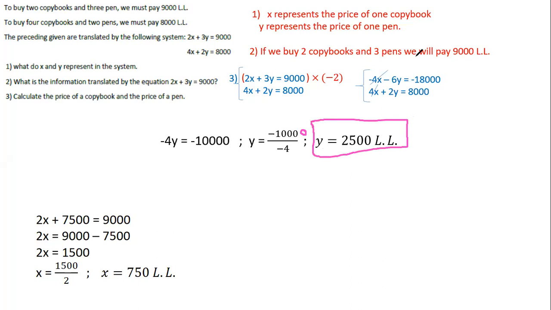Now let me go to Fadil. Yes, Fadil? We found y, Fadil, we found the price of one pen. Now we want to find x, which is the price of one copybook. What do we do to find x, Fadil? What do we always do? We replace. Fadil, repeat after me. We replace y, meaning this value of y.